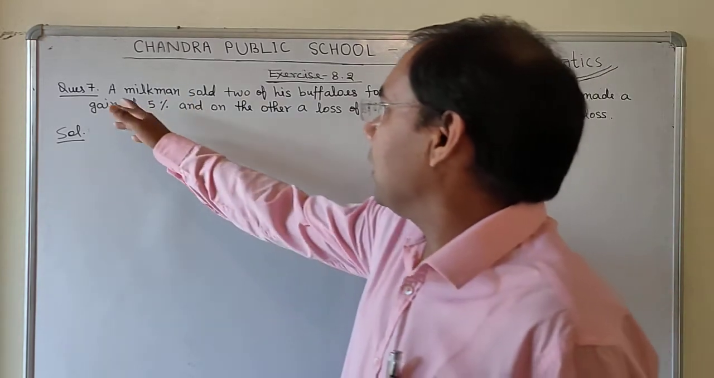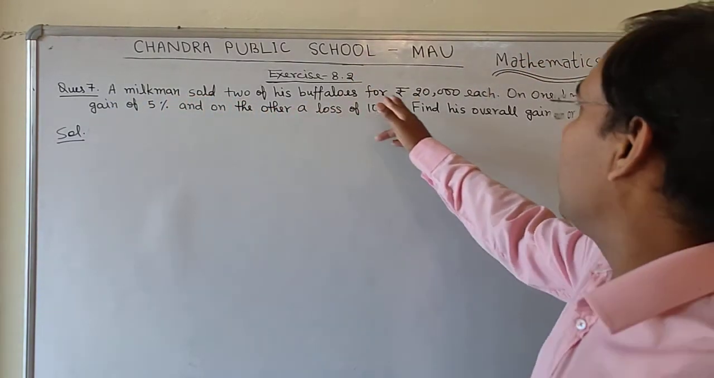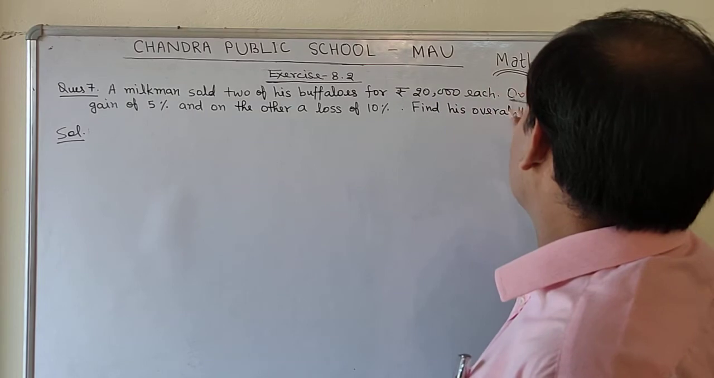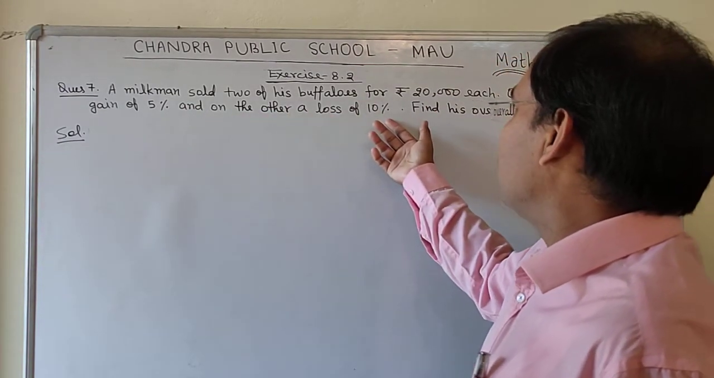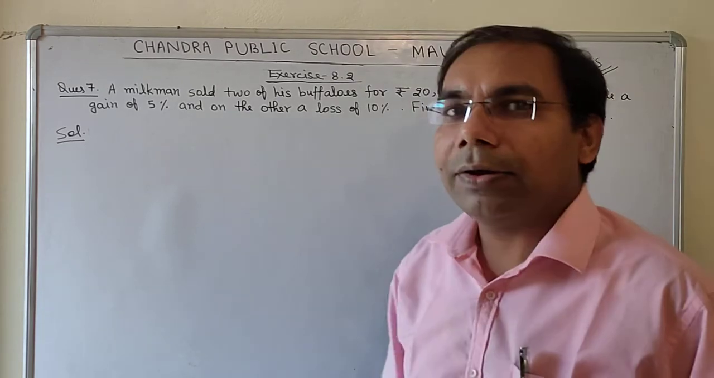In the question it is given that a milkman sold 2 of his buffaloes for rupees 20,000 each. On one he made a gain of 5% and on the other a loss of 10%. Find his overall gain or loss.